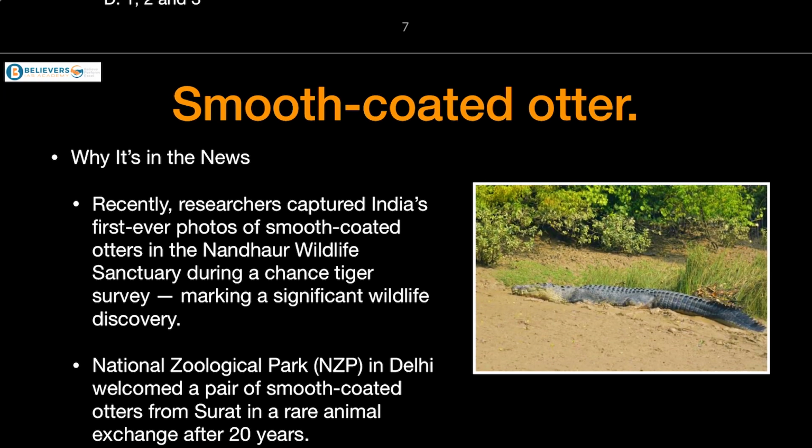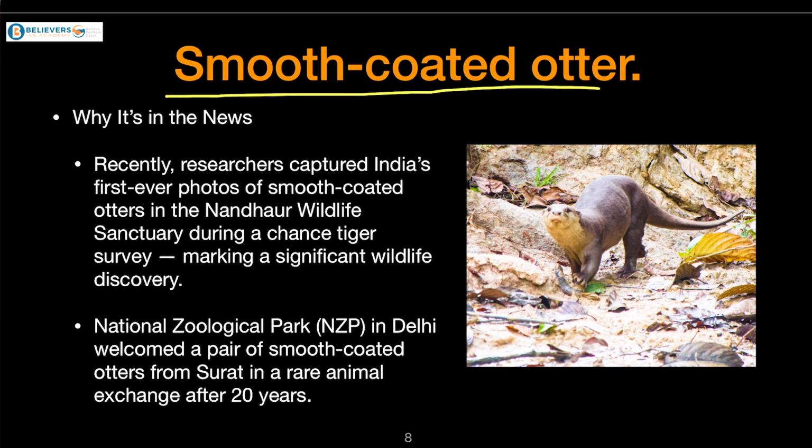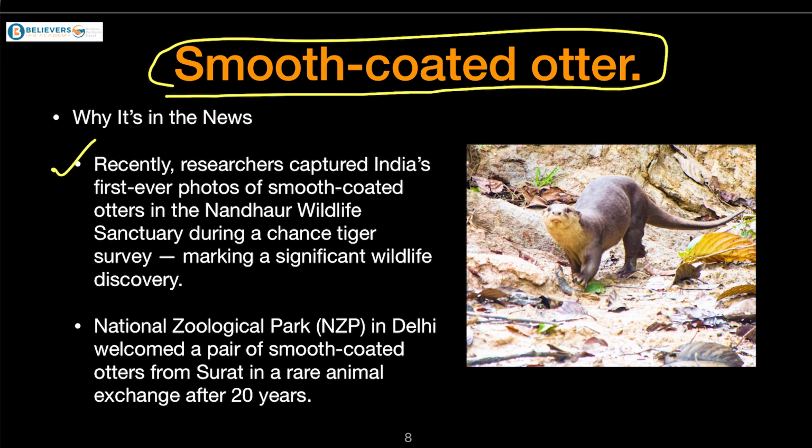Leave your answers below. Now, another species in the news is the smooth-coated otter, which is also very important because of its recent discovery. Or in fact, it's not a discovery, because recently, in the National Zoological Park in Delhi, smooth-coated otters were welcomed. A pair of them were added to the park, brought from Surat. So that is in the news recently.